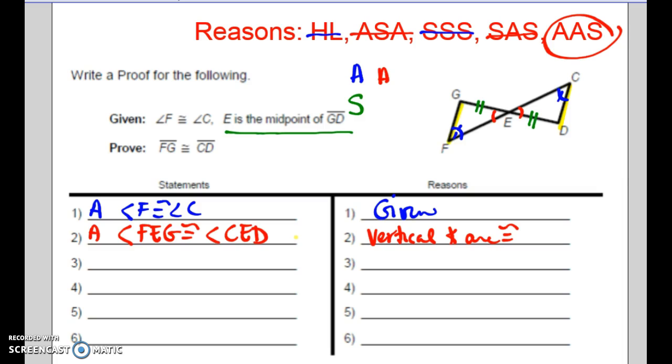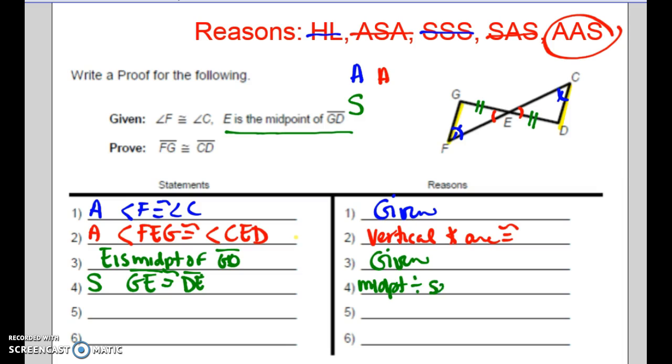And now I have to write down my other given. So I need to say that E is the midpoint of GD. And that's a given. But that gives me my side. That allows me to say that GE is congruent to DE. And what's my reason? A midpoint divides a segment into two congruent segments.